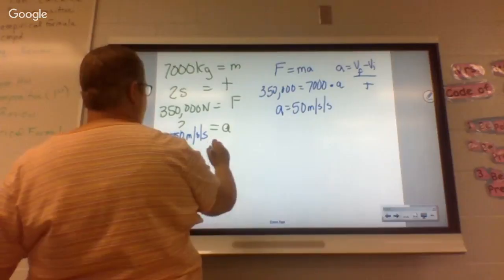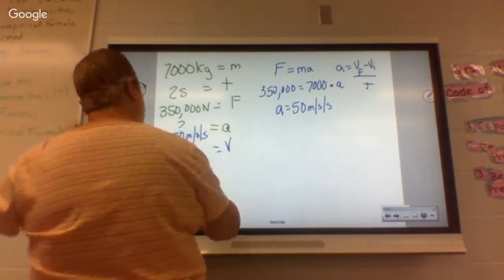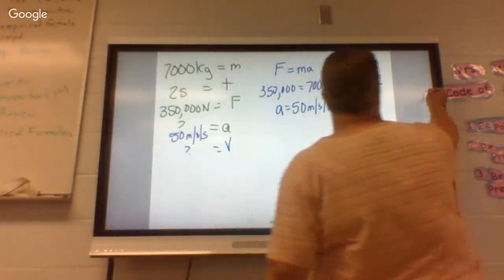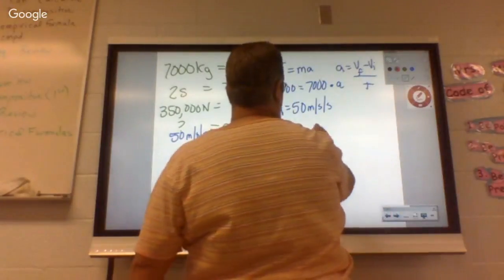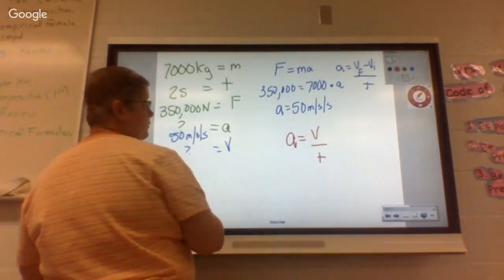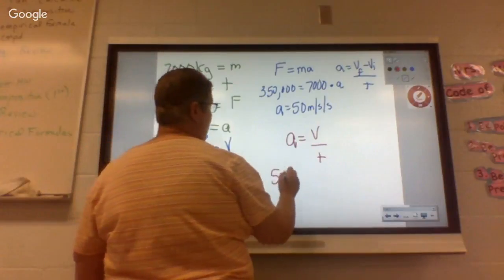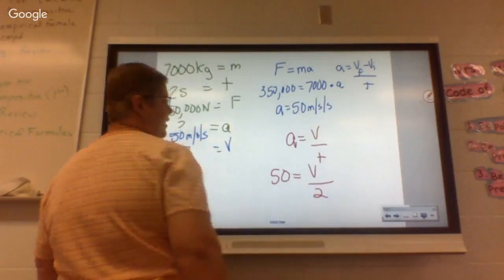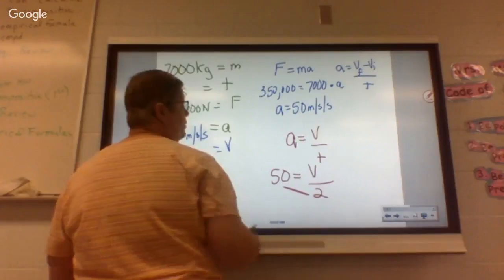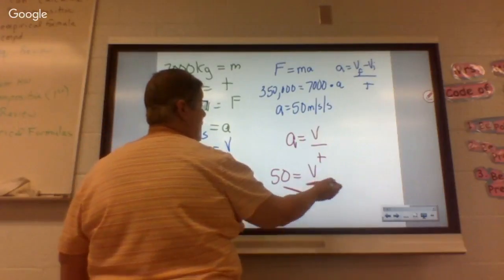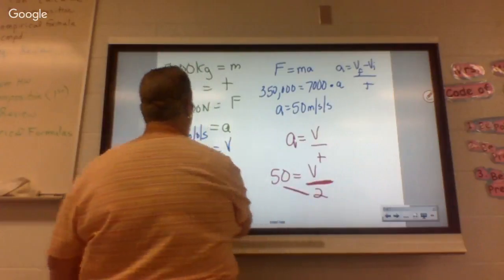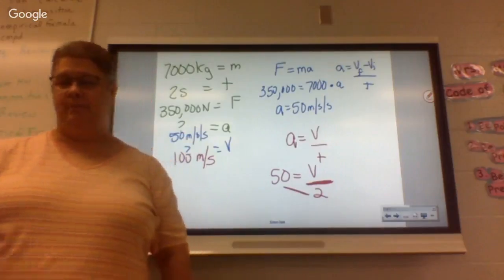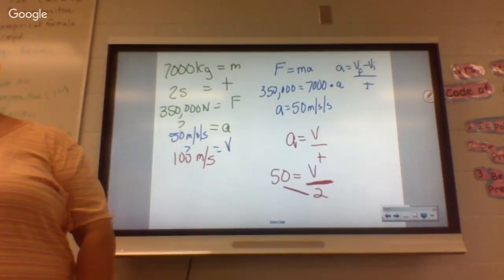All right, so the last question is finding velocity. Which formula has velocity in it? A equals V over T. So what's my A? 50. I don't know V, and my T is what? So what do I do? Remember, this means divide, so what's the opposite of divide? Multiply. So 100, and then meters over seconds. Questions?